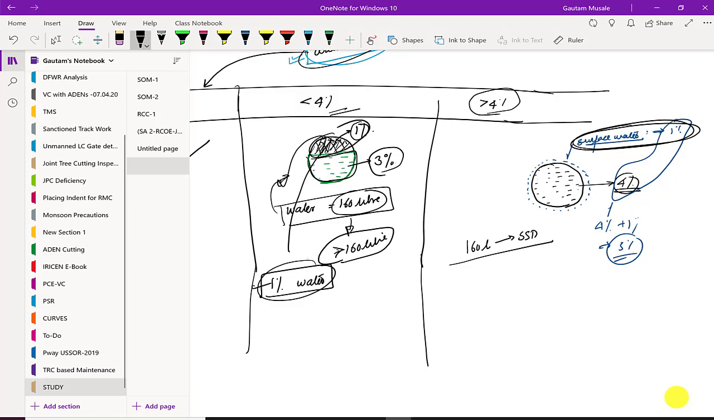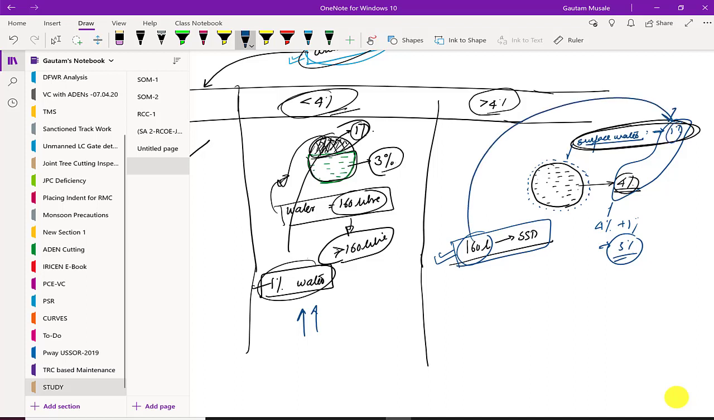In case number 2 over here, I was required to add water. Why? Because I was having a lesser amount of water than the SSD condition. But in this case, since my water content is more than the SSD condition, I will have to reduce the water content. Because if I add this 160 liters of water, it will be added to this 1%, and I would be landing up with more water. That is more water to cement ratio, that means lesser strength by simple Abrams principle.